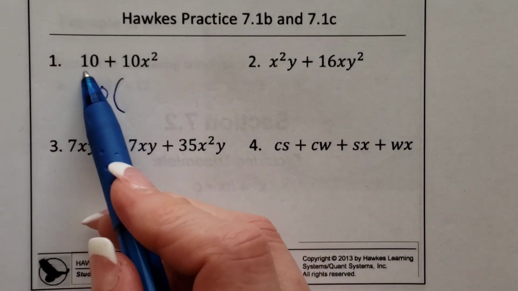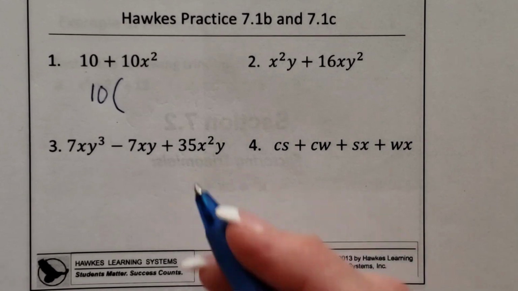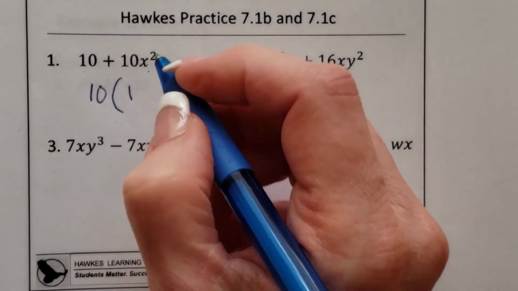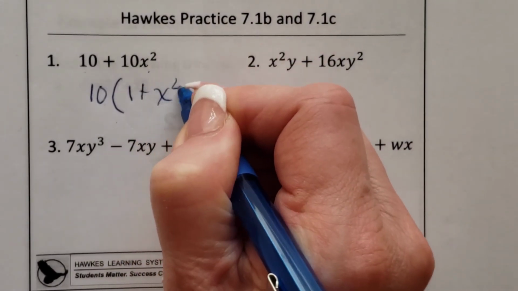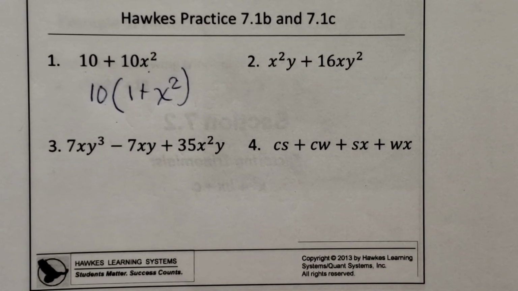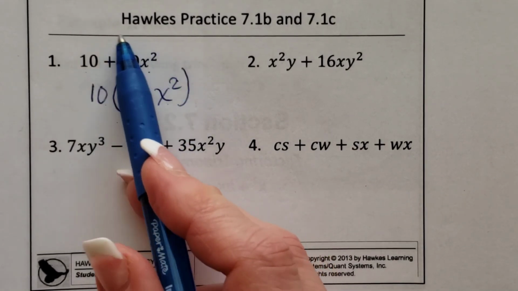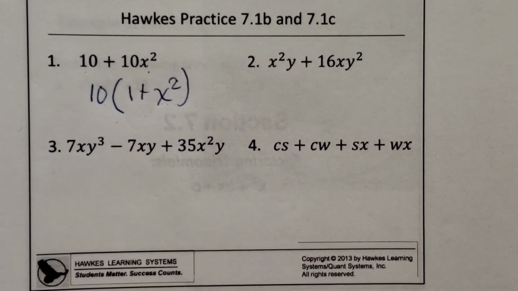I can divide both of these terms by 10. What's 10 divided by 10? It's 1. It's not 0, it's 1. Can't have a blank there. What's 10x squared divided by 10? X squared. And that is the answer, because if I use the distributive property, I go exactly back to this. That's what Hawks wants right there.